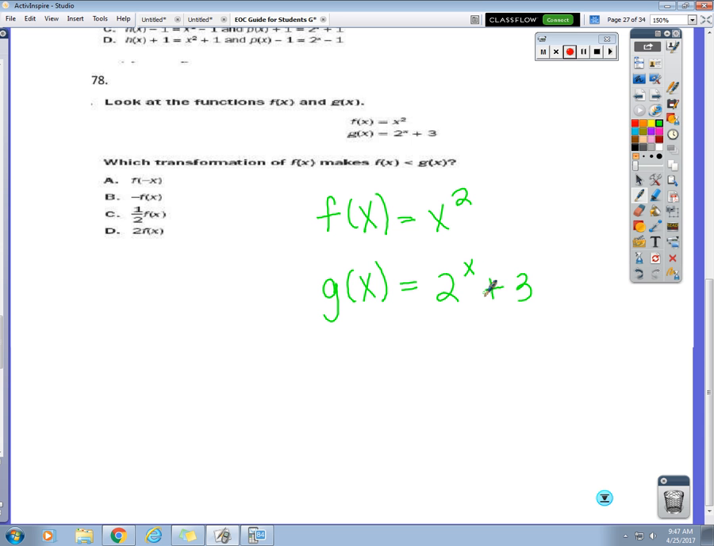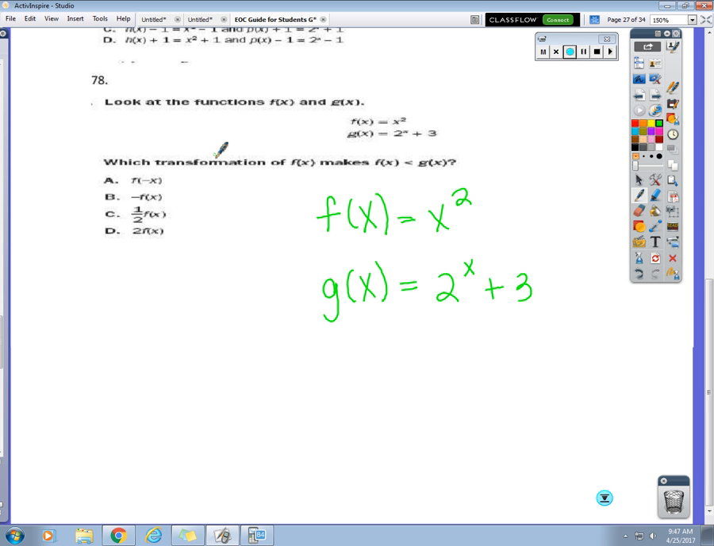G of x is a what? That looks like y equals mx plus b, Bradley? Shh. This is an exponential because x is the exponent. Is it an exponential growth or decay? Growth, because your b is a 2. If your b is bigger than 1, it's a growth. If your b is less than 1, it's a decay.